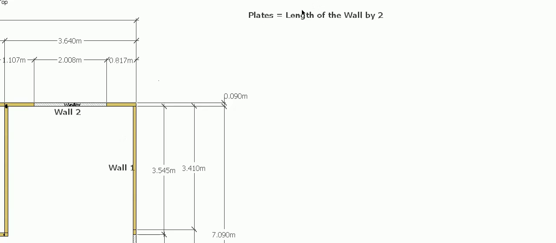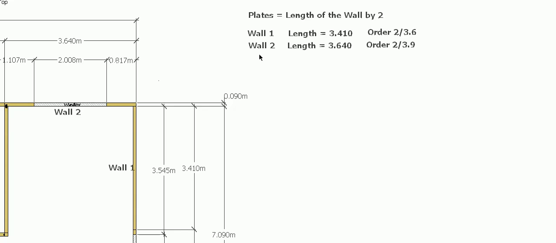So the first thing, the plates: length of the wall, and obviously one plate at the bottom of the wall, one plate at the top of the wall. So for wall 1, it's 3.410 meters long. Obviously I'm just going to order 2 at 3.6, rounding that up to the next orderable length. And wall 2, 3.640 long, I'm going to order 2 at 3.9. Okay, so that's the wall plates.